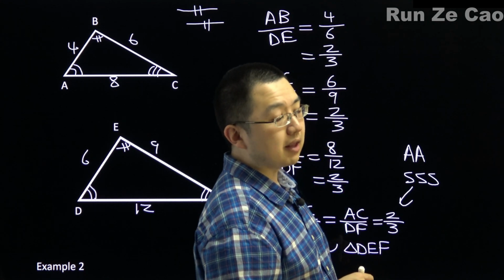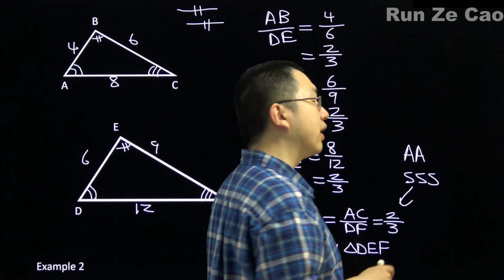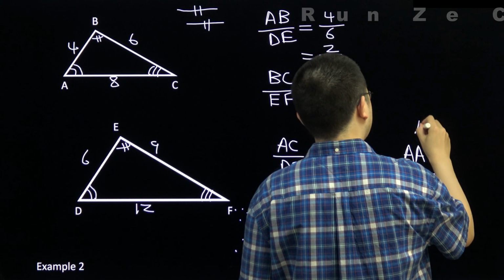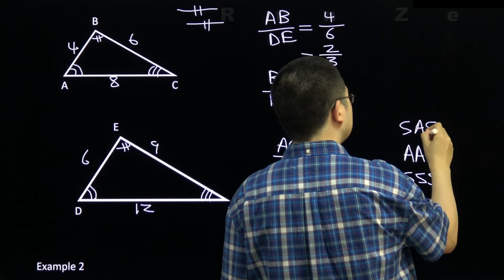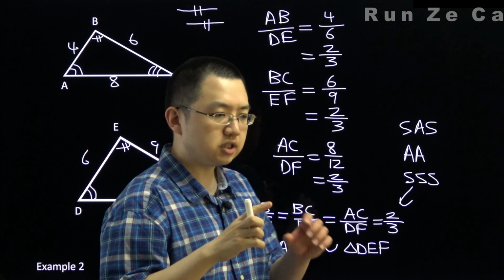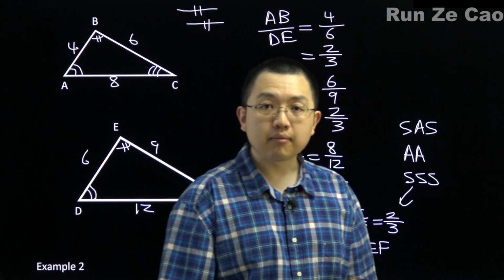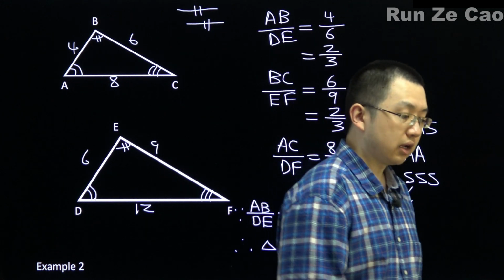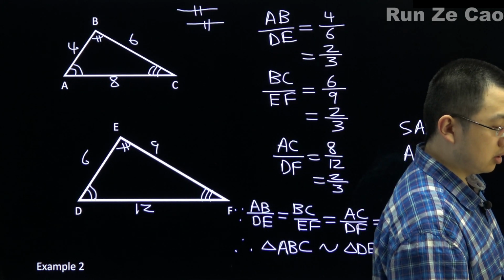So what other methods do you have? Well, what if you only have one angle? If you have one angle, it has to be between two sides where the ratio is the same to say that two triangles are similar.